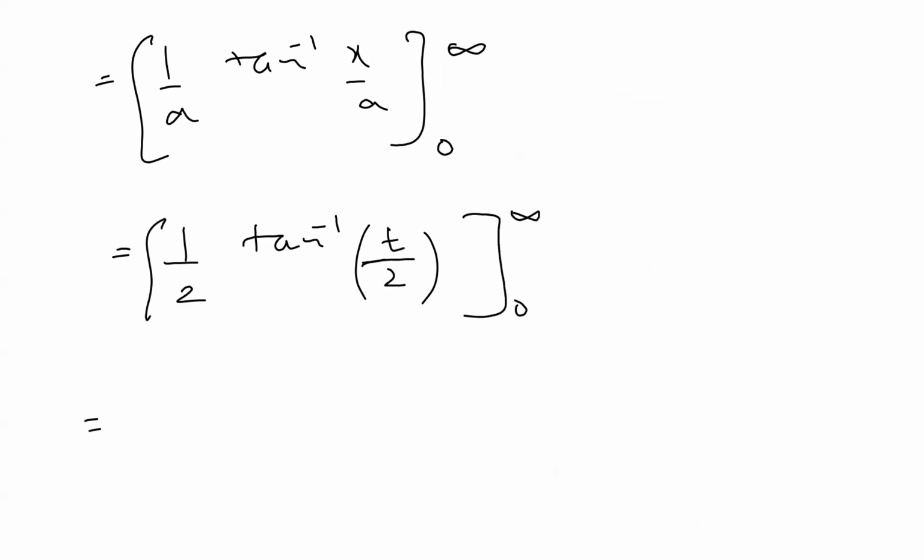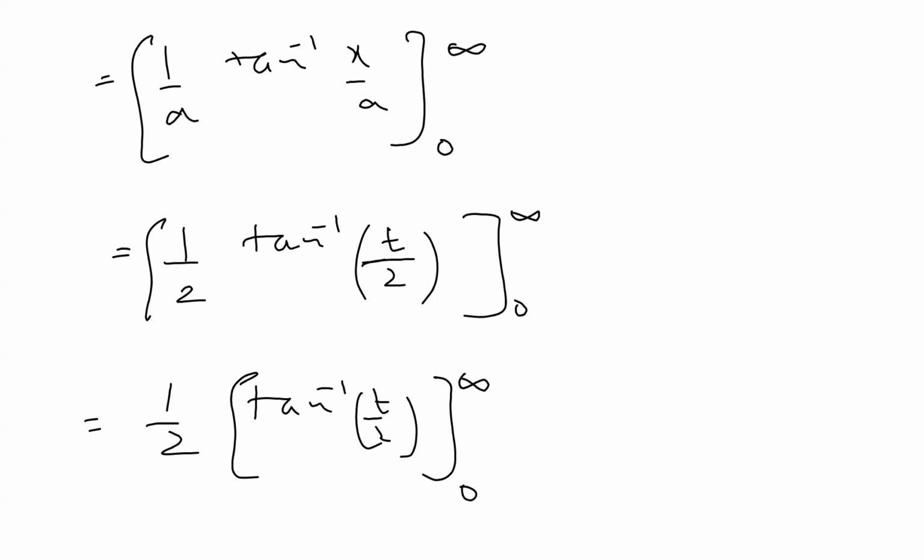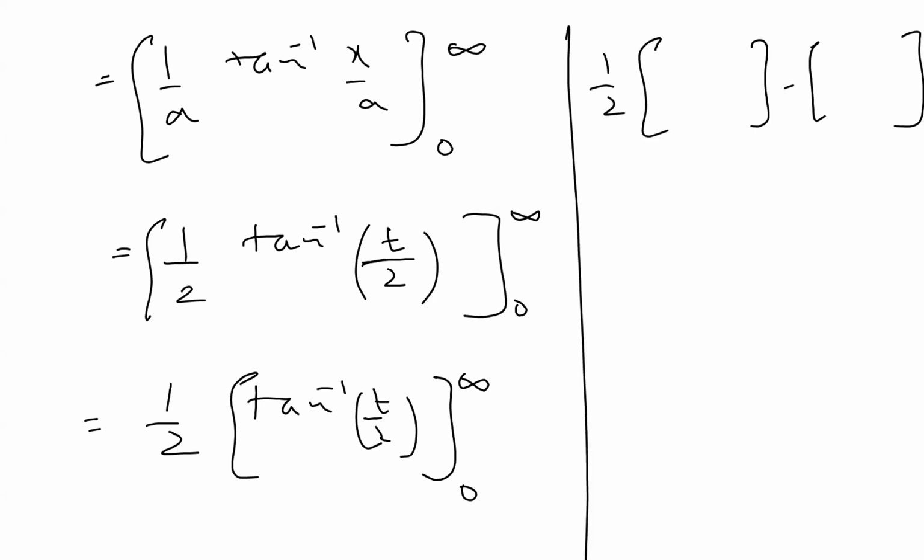So half outside, tan inverse t by 2, 0 to infinity, half box minus box.